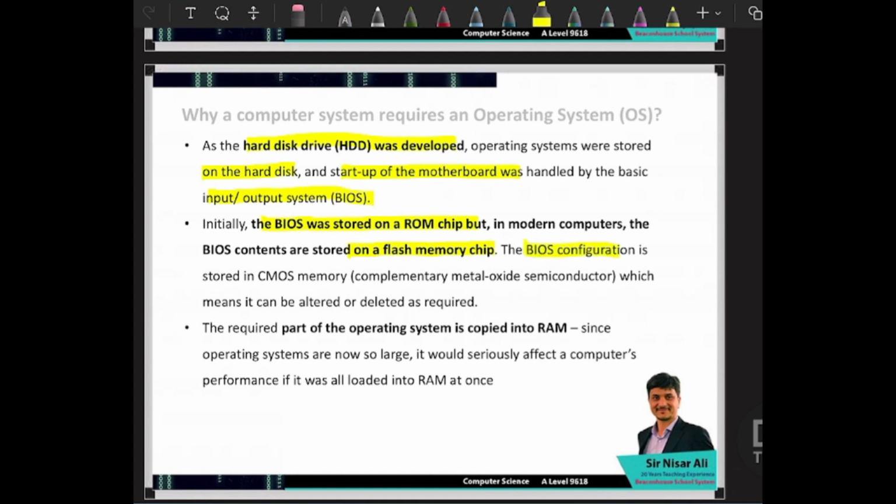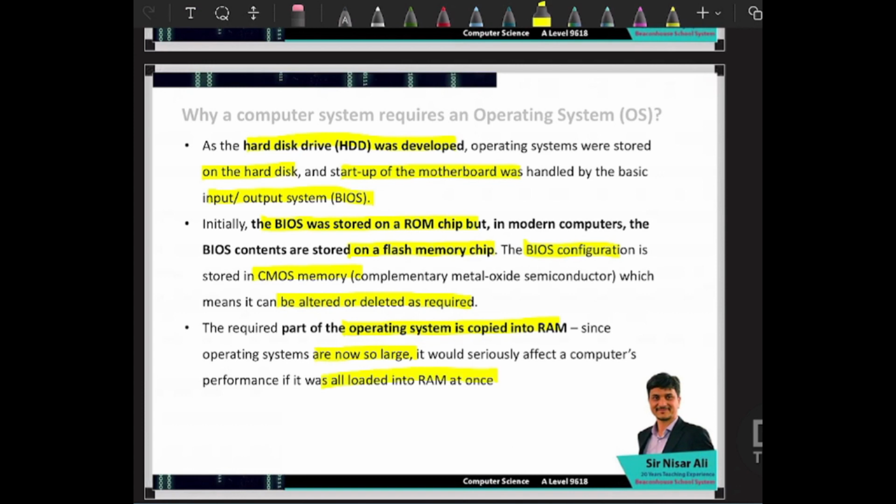The BIOS configuration is stored in the CMOS memory, which means it can be altered or deleted as required. So that is the EEPROM, electrically erasable programmable read-only memory. So now these are the latest things. So the BIOS memory can also be altered by the user. The required part of the operating system is copied into the RAM when the computer starts working. And since the operating systems are now so large, it is not required that the whole operating system is loaded into the computer. Rather, part of the operating system is loaded into the RAM.